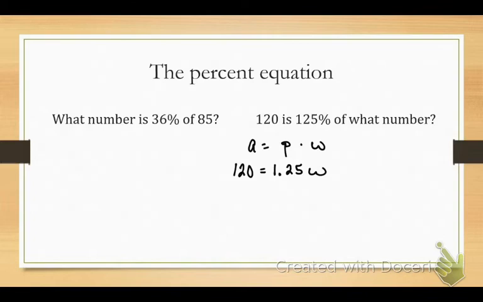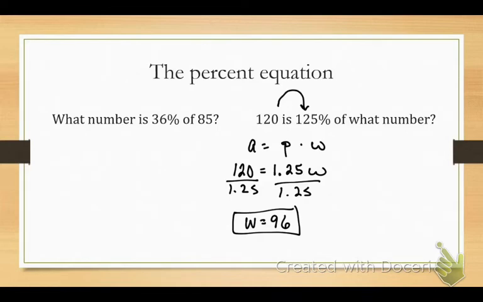Now divide both sides by 1.25. What's 120 divided by 1.25? What did you get? 96. W equals 96. Does my answer make sense? 120 is 125% of some number. So it makes sense that my part is actually bigger than the whole, because it's 125%.